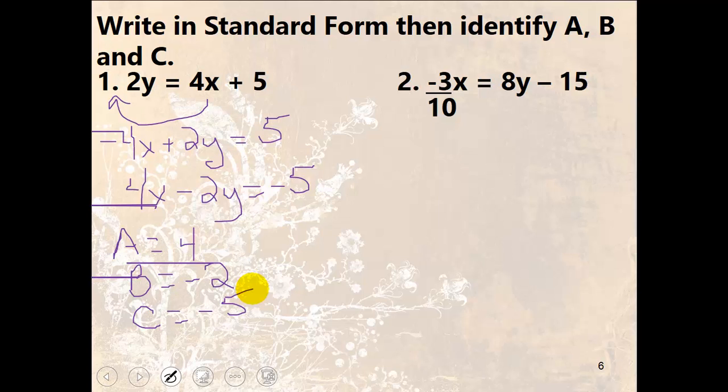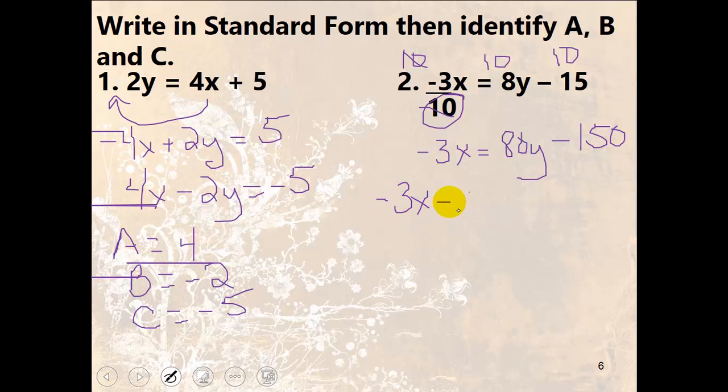On number 2, I have to get rid of this fraction, so I'm going to multiply every single term by 10. So I get -3x is equal to 80y minus 150. I'm going to move my 80y over. -3x minus 80y equals -150. 3 doesn't go into -80, so I'm just going to multiply everything through by a -1.